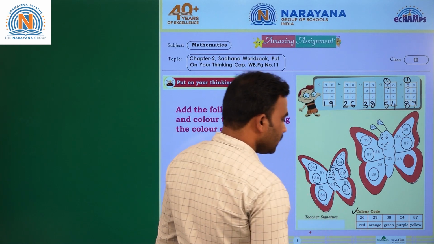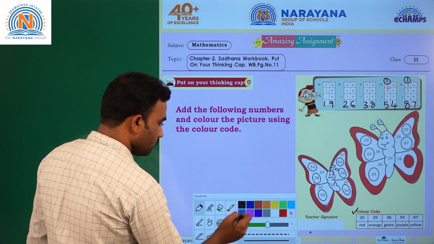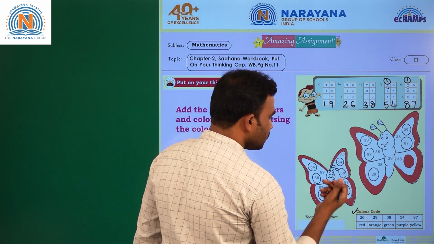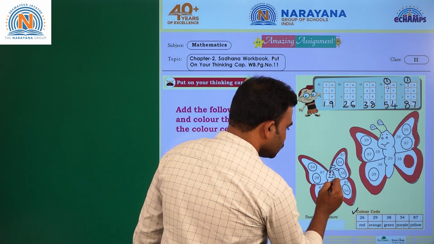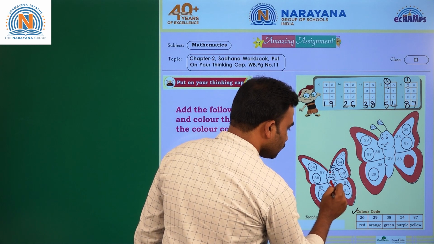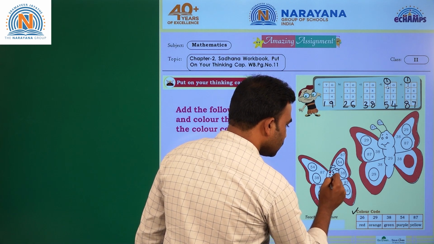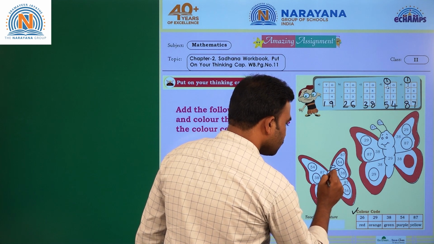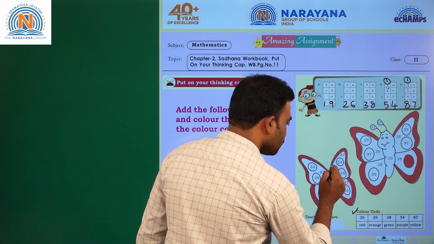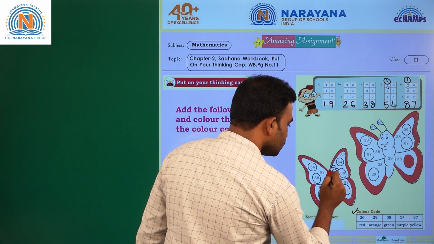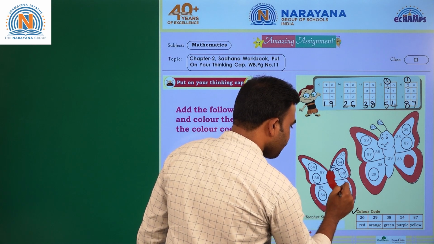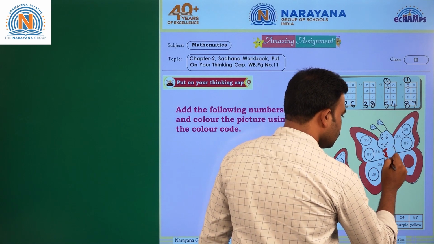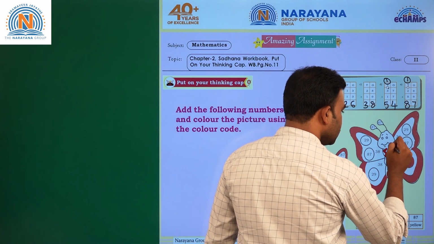Now, next 29 with orange. First, take the color orange. Yes, here it is. 29. Check the number 29. Where is it? Yeah, here it is. 29. Fill with orange color. Fill with the orange color. Next 29, here it is. Fill the orange color in this also.